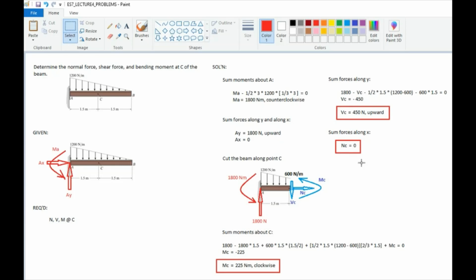Hi guys, so let's solve the problems in lecture 4. Okay. So, for the first problem we have this figure. It says, determine the normal force, shear, and bending moment at C. At point C of the beam.